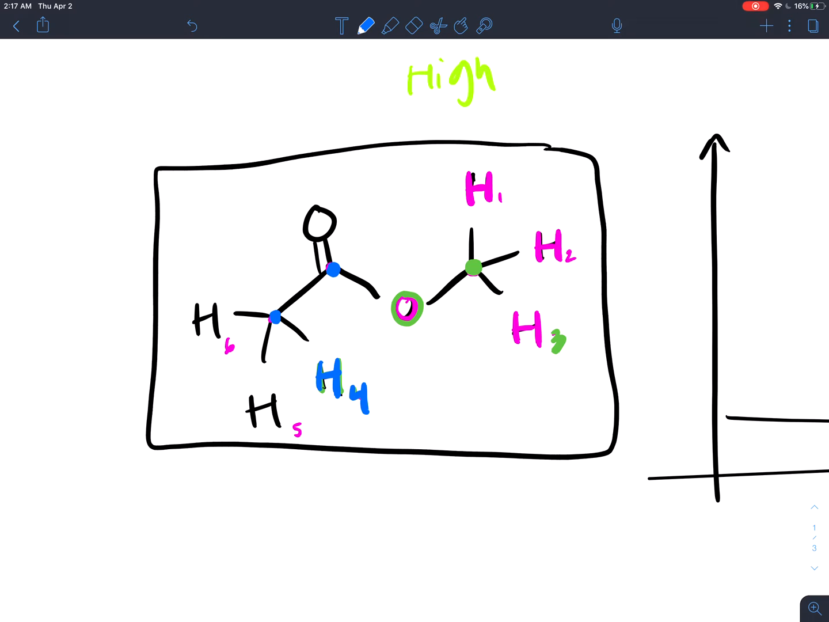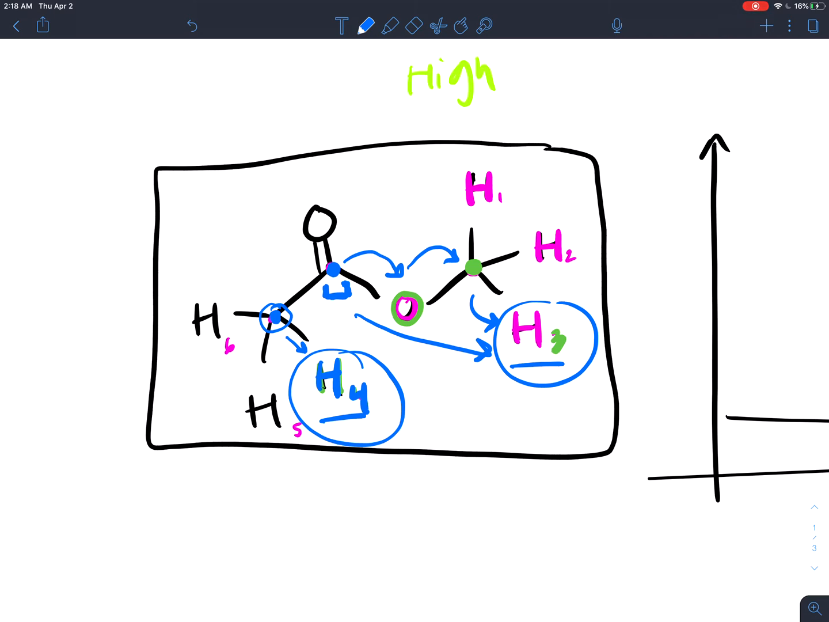Let's compare this carbon right here to these 2 hydrogens. This carbon is only 1 carbon away from this hydrogen. But this carbon, compared to this hydrogen, has an oxygen in between, then another carbon, then a hydrogen. So these two hydrogens are completely different.